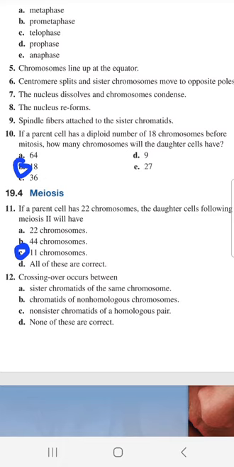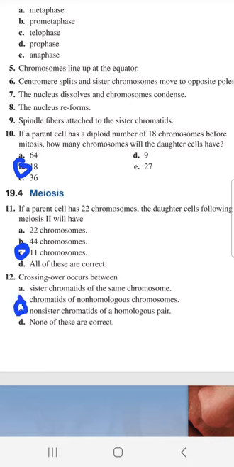Crossing over occurs between sister chromatids of the same chromosomes, chromatids of non-homologous pairs, or non-sister chromatids of a homologous pair. Sorry, it's not chromatids of non-homologous pairs. It is non-sister chromatids of a homologous pair, so not on the same chromosome, not sister chromatids.